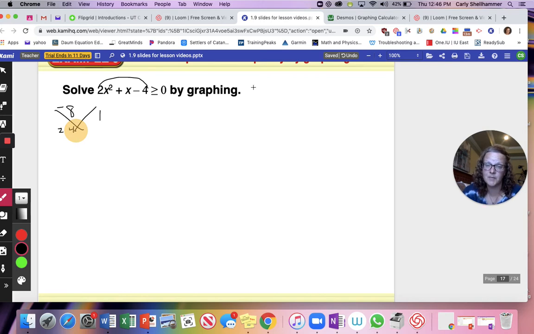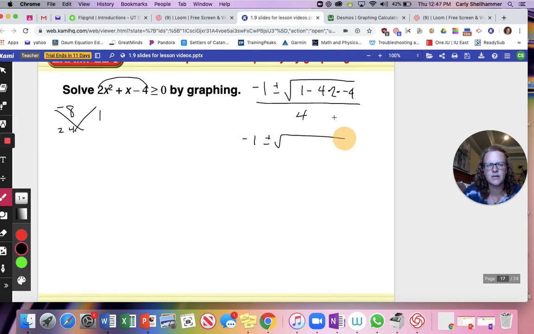Go ahead and do the quadratic formula, negative b plus or minus square root b squared minus 4 times a times c all over 2a. So negative 1 plus or minus the square root of 4 times 2 is 16 times 2 is 32. It's a plus. 1 plus 32 all over 4. Negative 1 plus root 33 divided by 4. That's kind of icky.